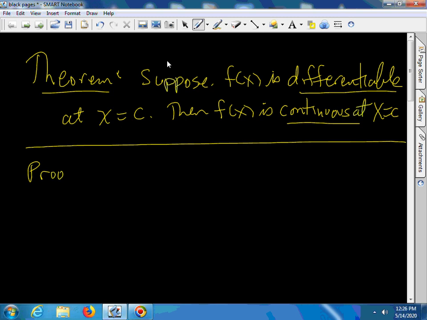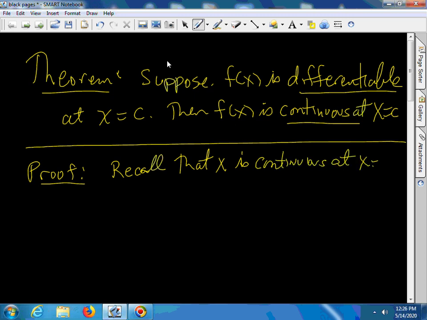Proof. So recall that f of x is continuous at x equals c if the limit as x goes to c of f of x equals f of c. Now, of course, you didn't have to write this, but it's not so bad. So we need to take the limit of f of x and somehow get f of c, and it has to involve the derivative.